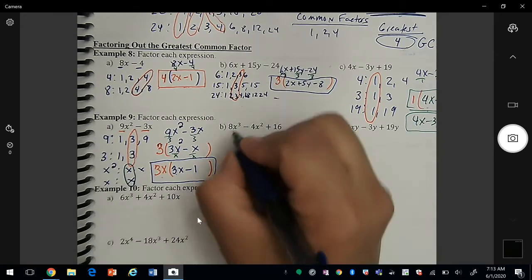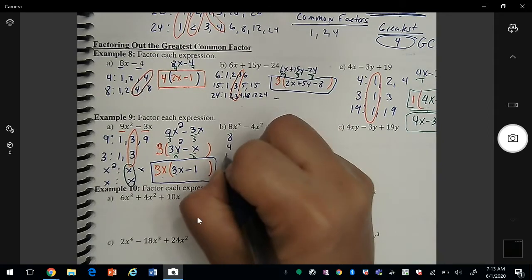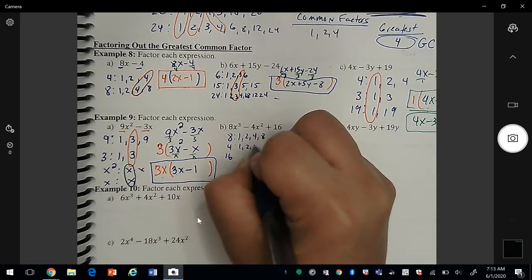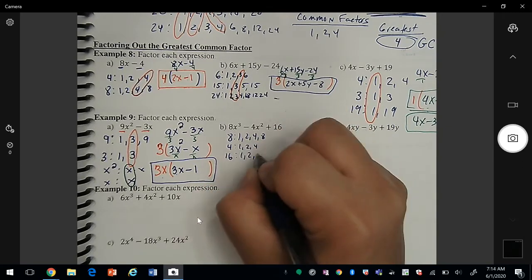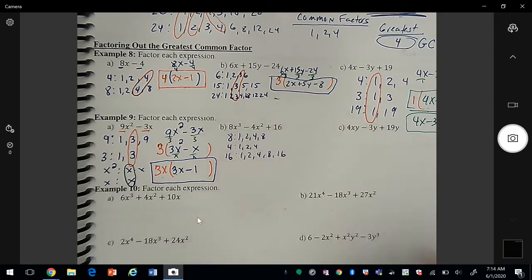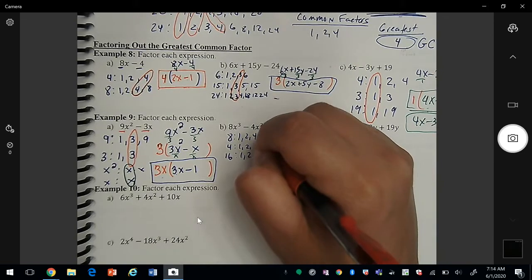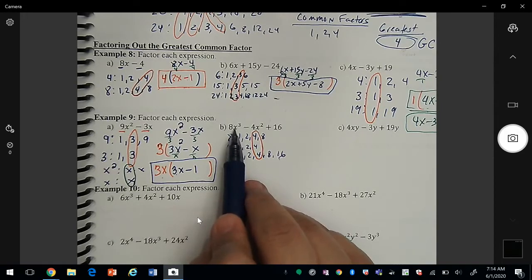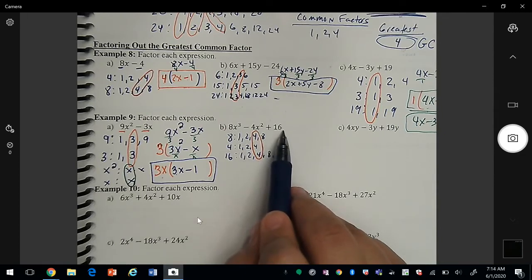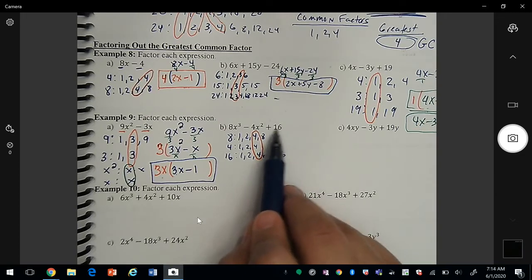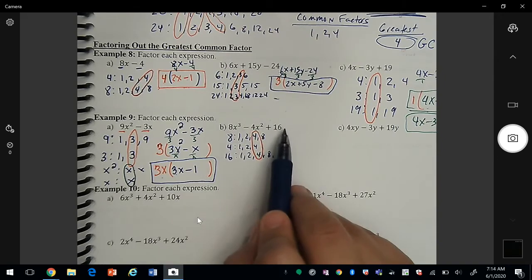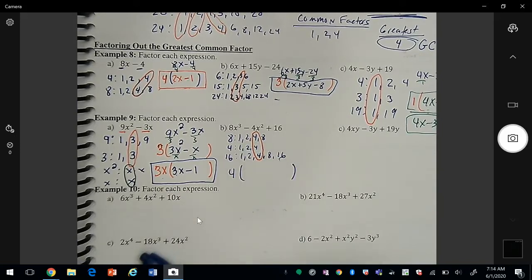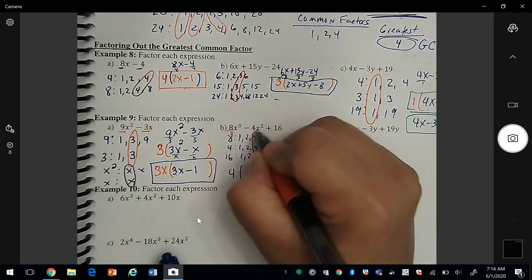The next one, we have 8, 4, and 16. So my greatest common factor here is 4. And then we need to check the variables. So this one has an x cubed, this one has an x squared, but then this doesn't have an x. Since this one doesn't have an x, then we cannot factor out an x from all of these. They all have to have at least one x. So the only thing I'm going to factor out is this 4. So basically we're dividing everything here by 4.